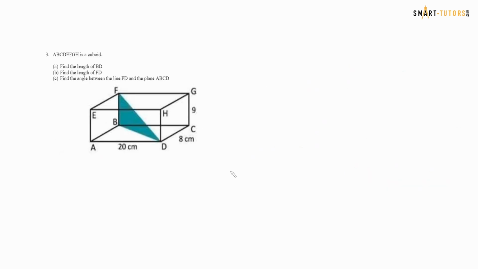Question number 3. A, B, C, D, E, F, G, H is a cuboid. Find the length of BD. So BD is the diagonal length. If I am drawing a line, BD is the diagonal length. So it's crystal clear. We have done, what's that called?